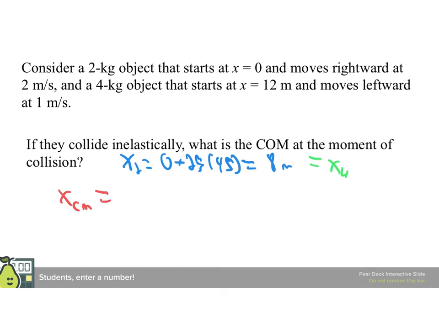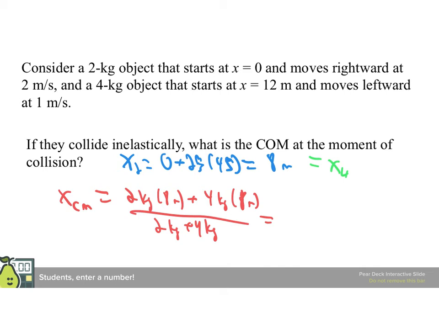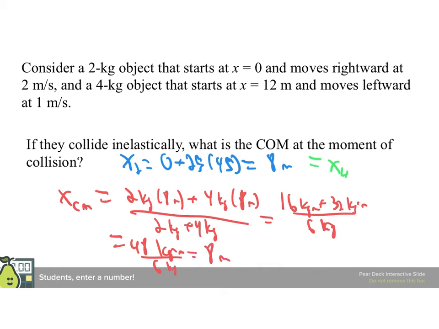The center of mass would be the mass 2 kilograms times 8 meters plus 4 kilograms times 8 meters all over 2 kilograms plus 4 kilograms. We can see that the 8 meters can be factored out, but I guess we'll do 16 kilogram meters plus 32 kilogram meters over 6 kilograms, which is, again, 48 kilogram meters over 6 kilograms, or 8 meters.